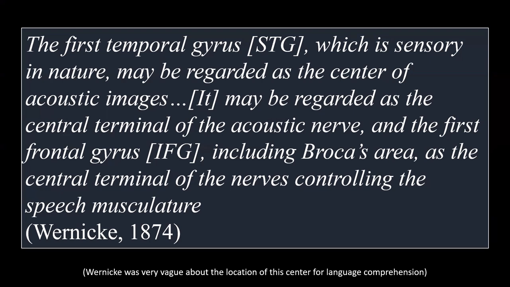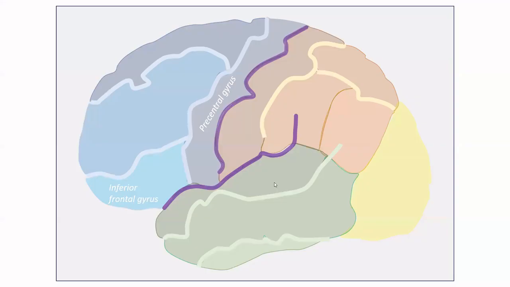So Wernicke was actually very vague about the location of his Center for Language Comprehension, and this is from his dissertation. And basically in this paragraph we see the entire Wernicke system. So the first temporal gyrus, which is sensory in nature, is the center of the acoustic images, or the word images, and this is also the region where the acoustic nerve terminates. The first frontal gyrus, which includes Broca's area, is basically the region controlling the speech musculature, or the nerves controlling the speech musculature, which controls the movement images of words.